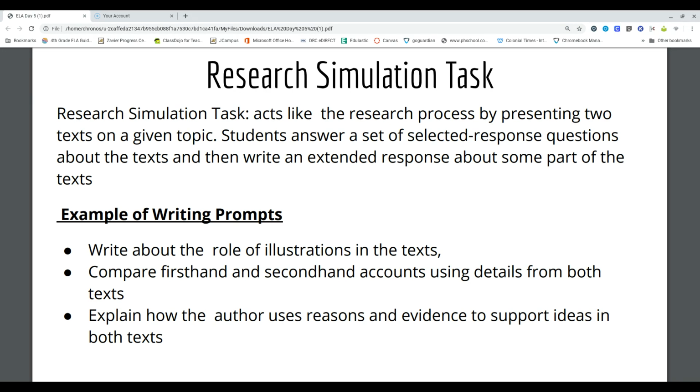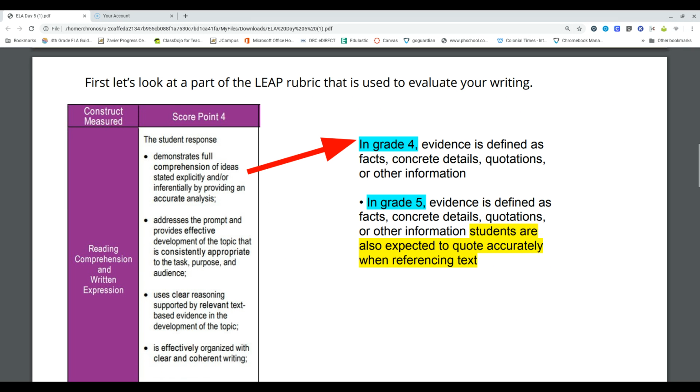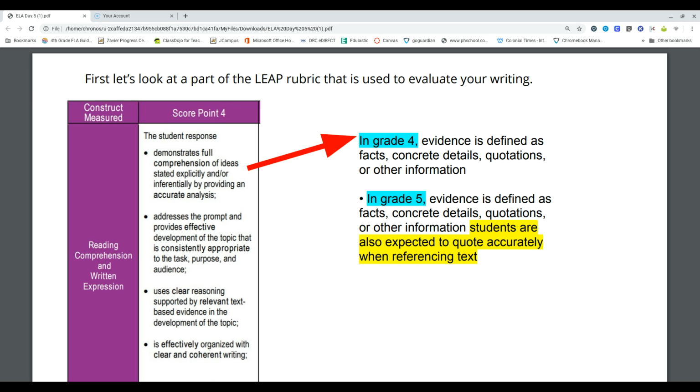Examples of the writing prompts could be: write about the role of illustrations in the text, compare first-hand and second-hand accounts using details from both texts, explain how the author uses reasons and evidence to support ideas in both texts. Again, those are just some examples of things you may see in a research simulation task. I want to spend some time today to look at the rubric for the research simulation task.